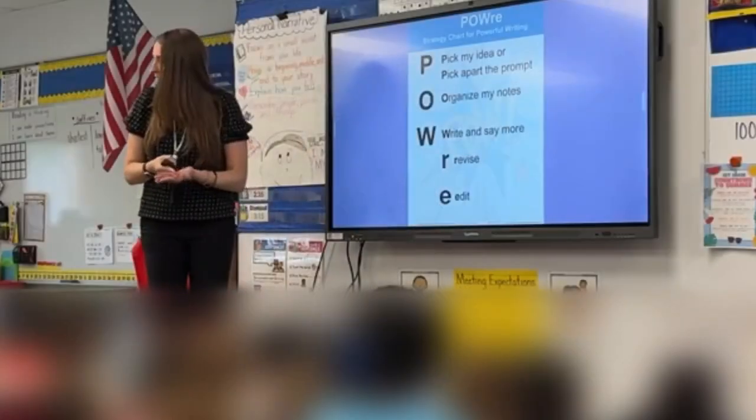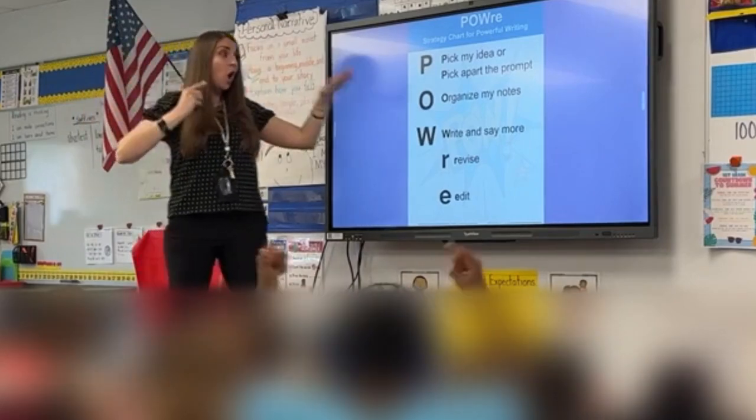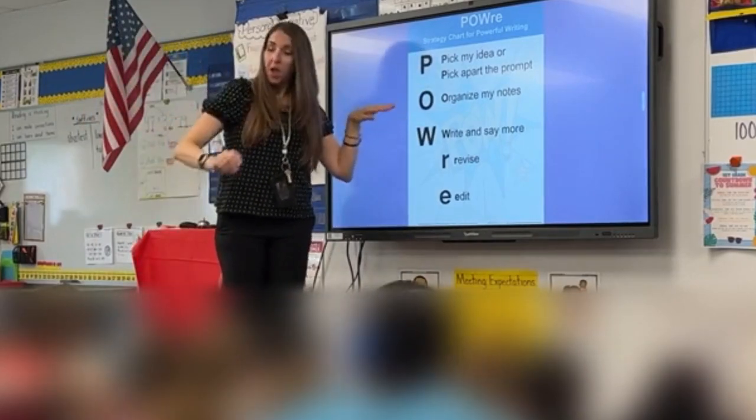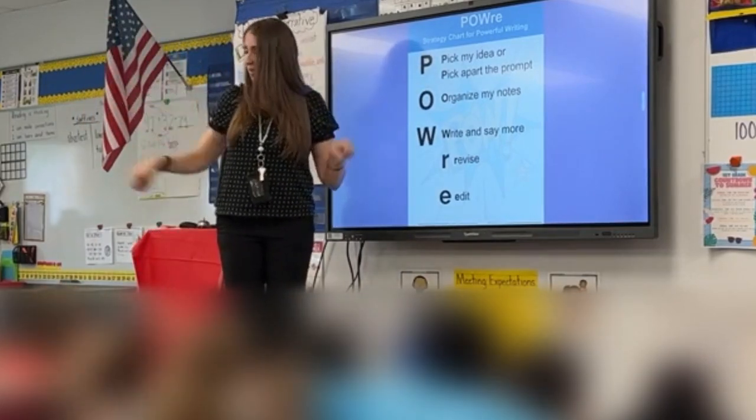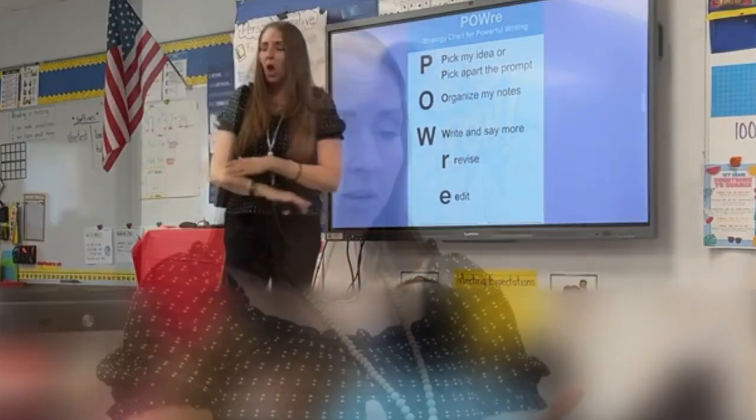Like, it frees my mind up to actually do the teaching because there is the routine and the explicitness of the actual process. But to make our writing powerful, we need to what? P. Take my idea. O. Organize my notes. W. Write and say more. R. Revise. E. Edit. For us in the K-2 area is taking these awesome ideas. The organizer is so helpful in getting them to populate what's in their brain and take it out.